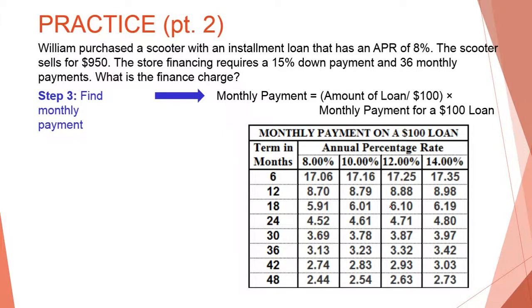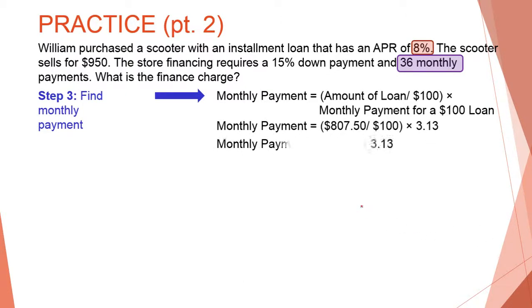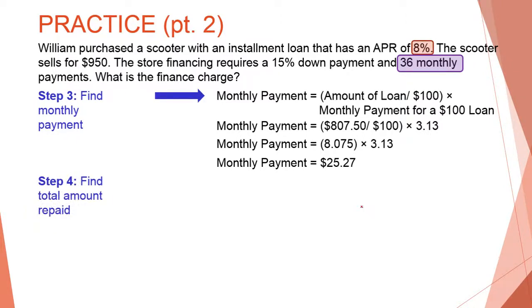It is an APR of 8%, and it is good for 36 months. So that means for every $100 we borrow, we must pay $3.13. Alright, now let's plug in everything we know. Use order of operations. That should give us the monthly payment of $25.27. Now that we have that, let's plug in to find the total amount repaid.